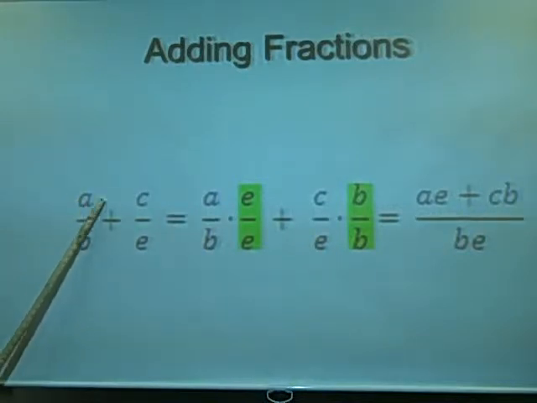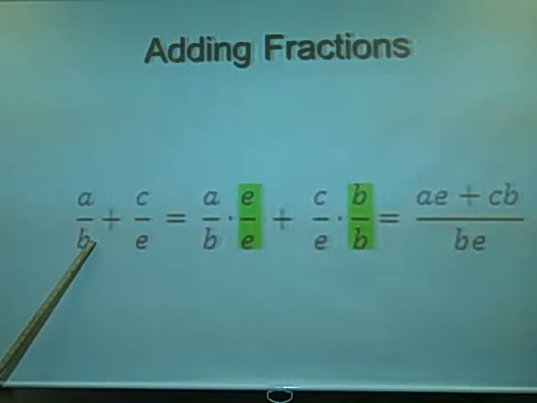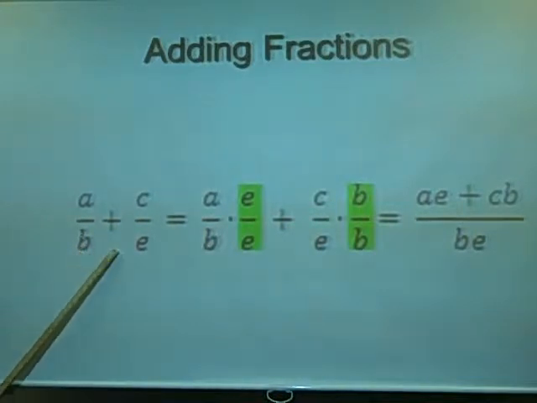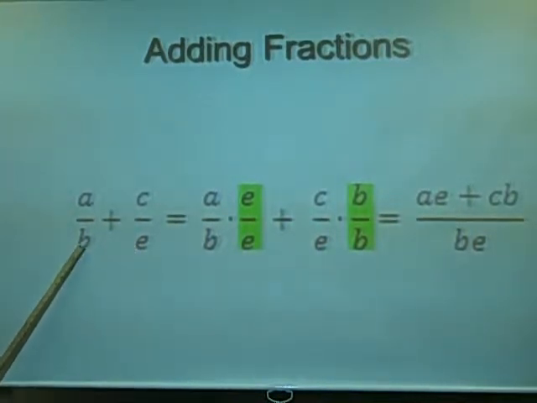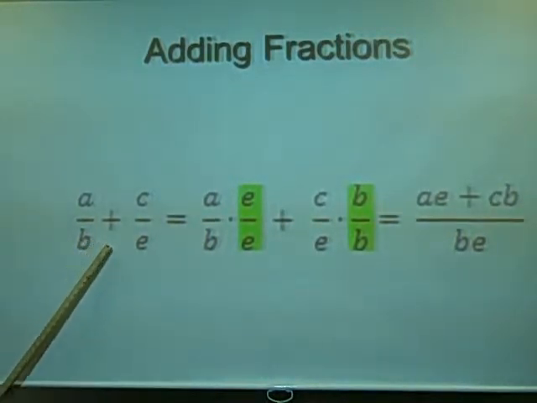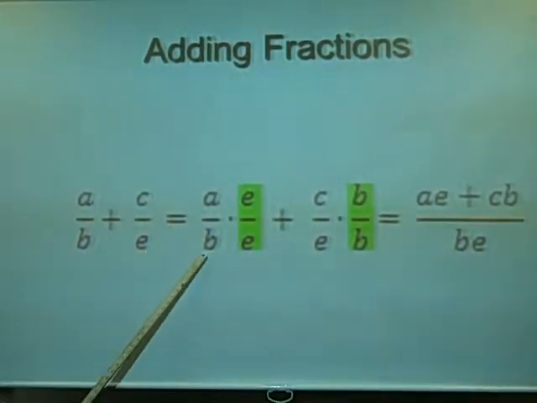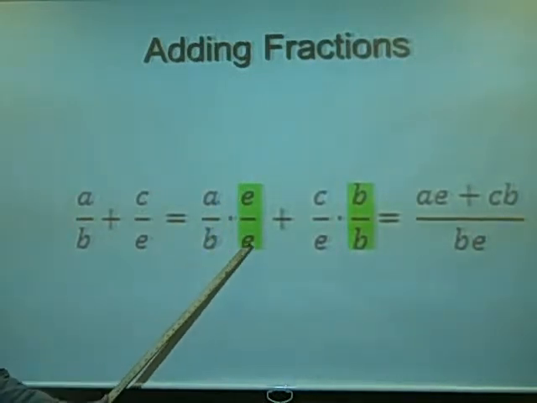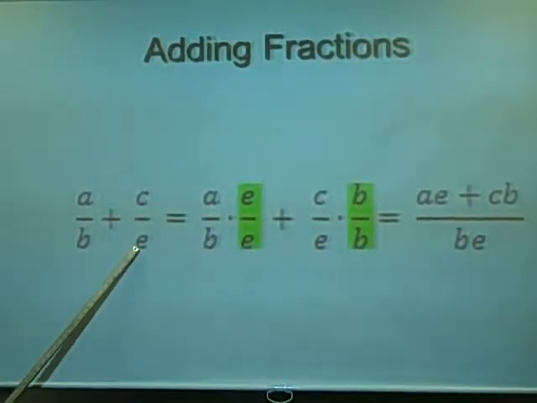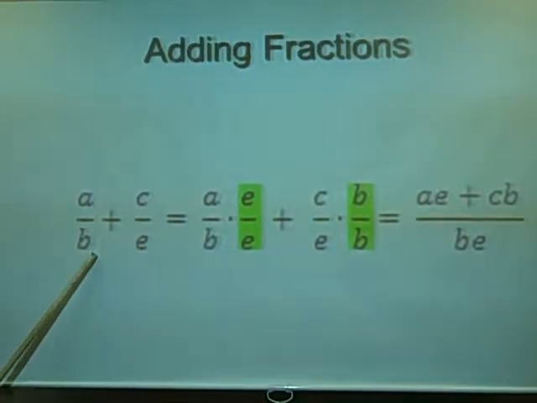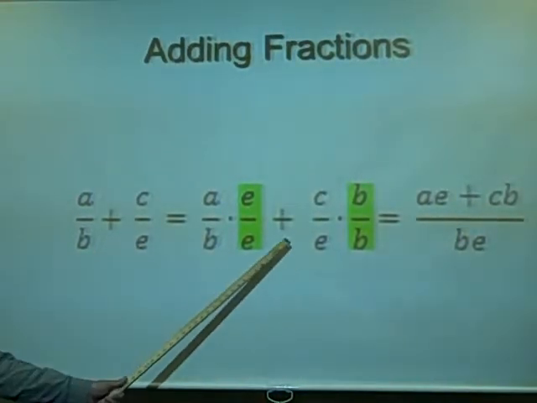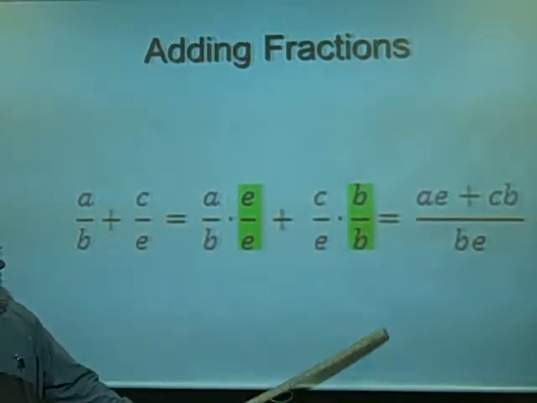Here we have two fractions. And so whether we're adding rational expressions with numbers like 1/2 plus 1/3, or rational expressions that involve polynomials, the process is the same. We need a common denominator, right? So here we have a b, but we don't have an e. So the first rational expression, we need to multiply e over e. Well, the second rational expression has an e, but it doesn't have b in the denominator. So the second rational expression, we've got to multiply b over b.